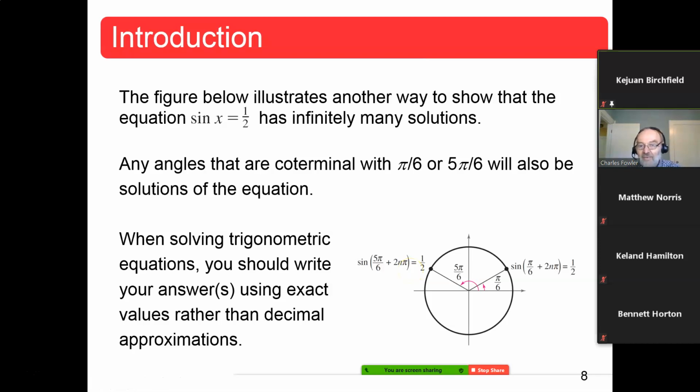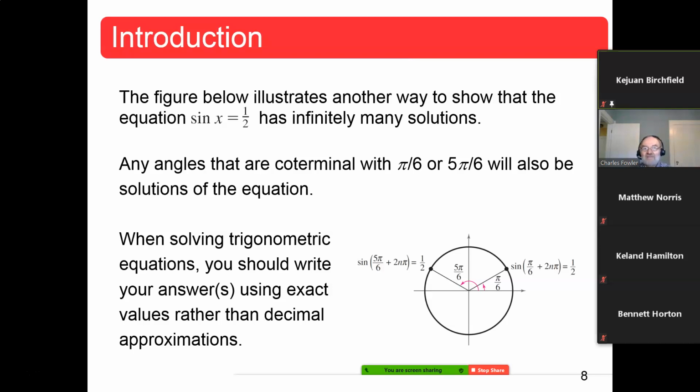Okay. So any angle that is coterminal with either your pi/6 or 5pi/6 will also be solutions for that equation. When solving trigonometric equations, you should write your answers using exact values rather than decimal approximations. Now, frankly, I really don't care, but most of the time it's easier to identify those as your pi/6, if it's one of these angles that you know.